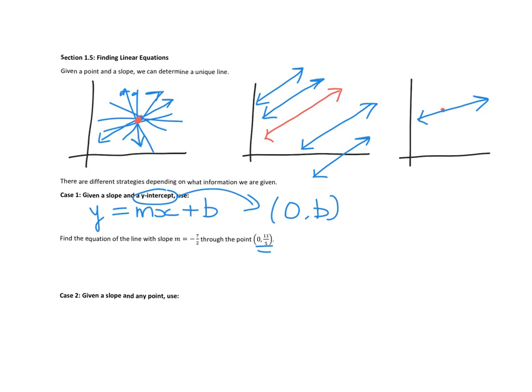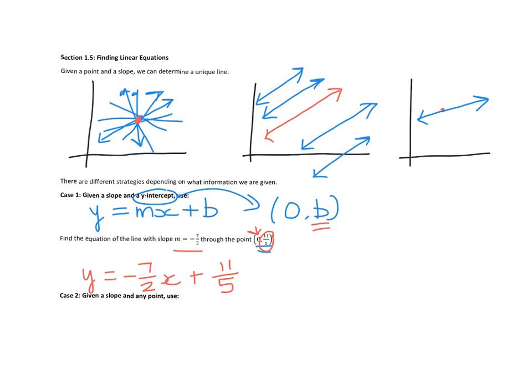So this first example, find the equation of the line with slope -7/2 through the point 0, 11/5. Well, we're given the slope, -7/2 x, and this point is special because the x value is 0. So that means this 11/5 is the b. So we can just write plus 11/5. All right, so there you go. So that's the most straightforward case.